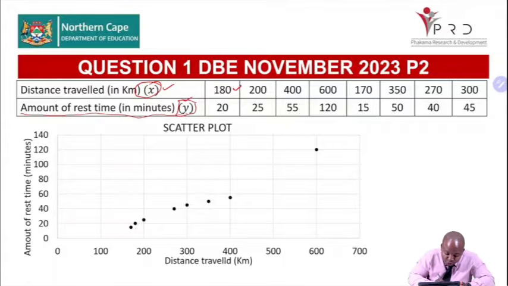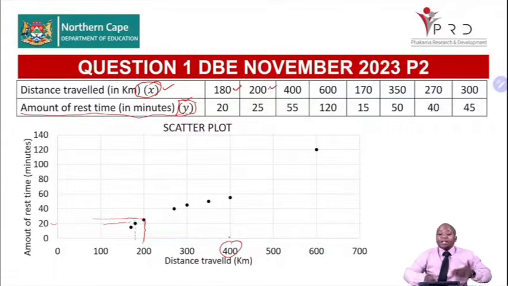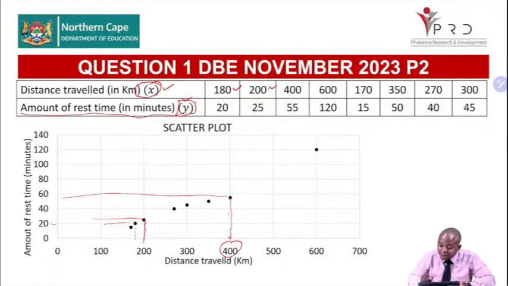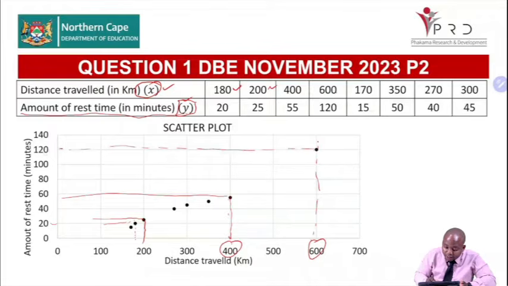When x is 180, so x is going to be 180 around here, then y is going to be 20. So that is where y is 20. We proceed. When x is 200, then y is 25. So 25 is going to be around that point. Then when x is 400, then y is 55. So you just plot each and every value in any order you like. Then when x is 600, then y is 120. So that is where 120 is, on that line right here.